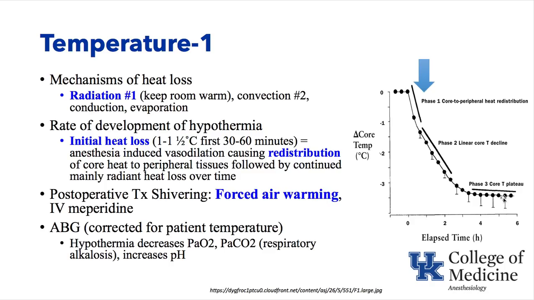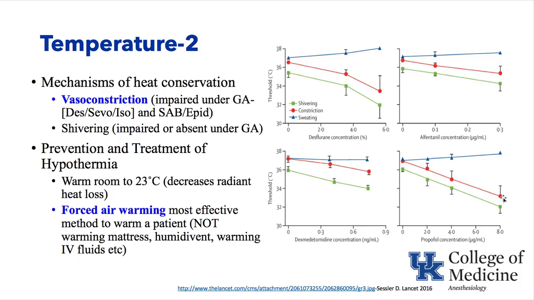Hypothermia decreases the kinetic energy of the molecules of oxygen and CO2, and the partial pressures are lower. So when you correct for being cold, it will drop the PaO2, drop the PaCO2, and if the PaCO2 drops, that looks like a respiratory alkalosis, and your pH will go up, more alkalotic. That's the effect of hypothermia on your blood gas.